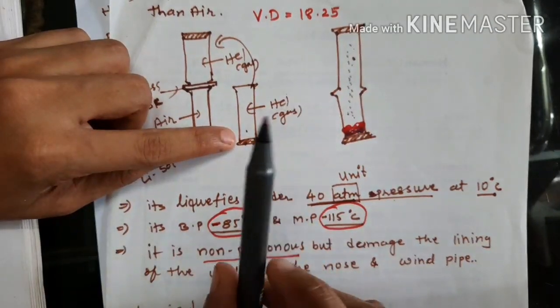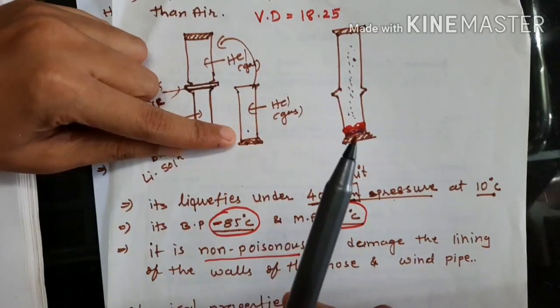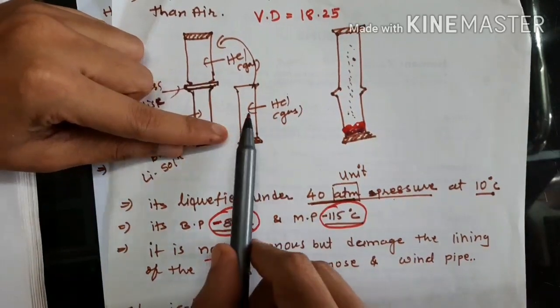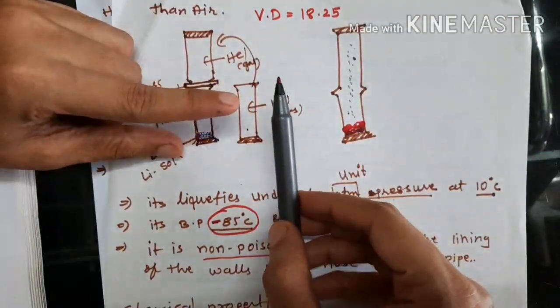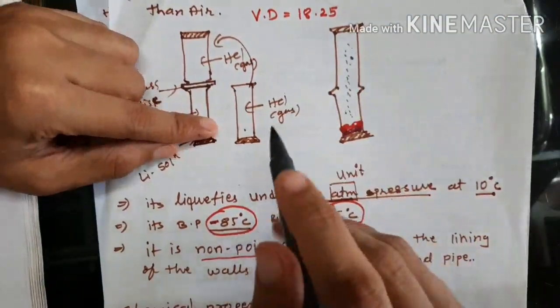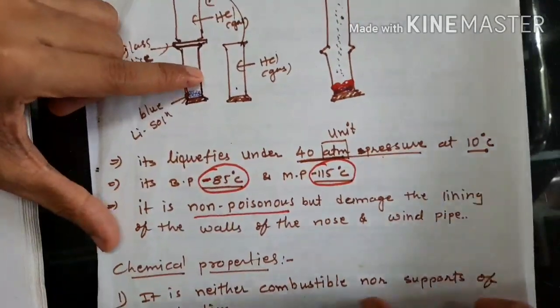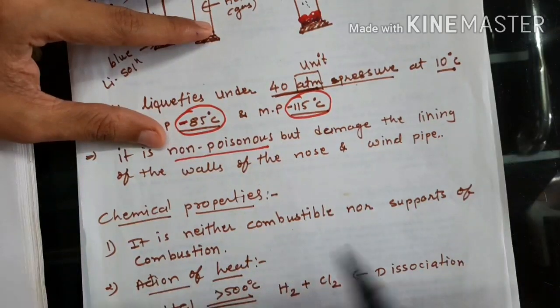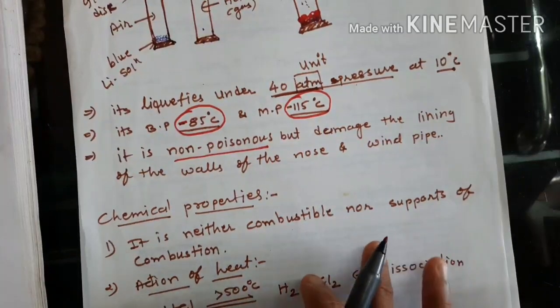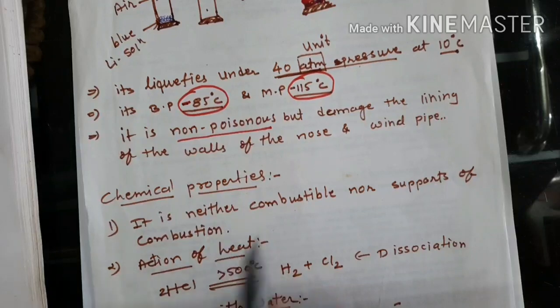If we take a burning wooden splinter near to the gas jar, it will put off. So that is the chemical property of the HCl gas. HCl gas cannot support combustion and it cannot combust. Okay, so that is the first chemical property.